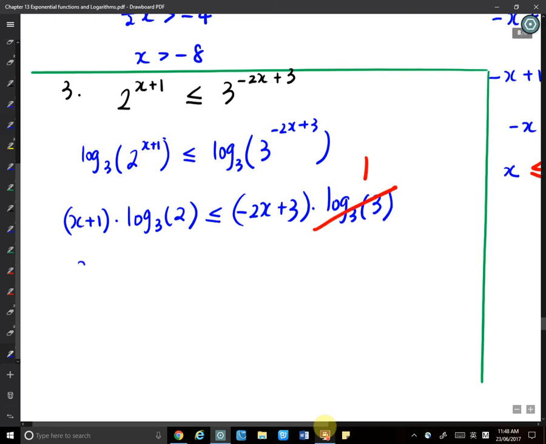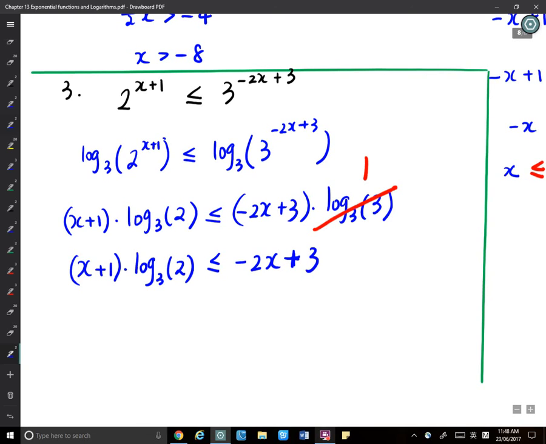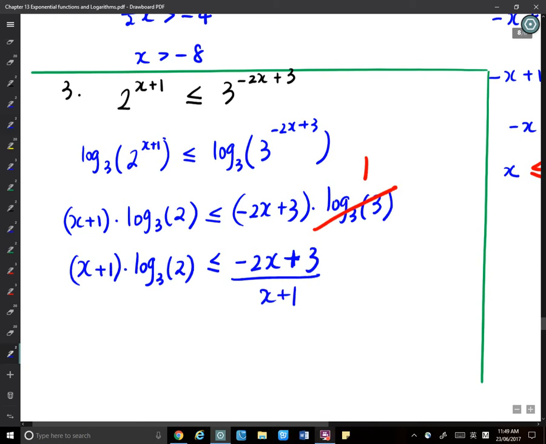So I just rewrite this equation for you. That's (x plus 1) times log 3 of 2, less than or equal to 2x plus 3. What can we do next? I want to solve for x. And now I will tell you that's a linear equation. It's nothing hard now. What should we do after this? Divide it. If you divide it, that side will become like that. You can't simplify it.